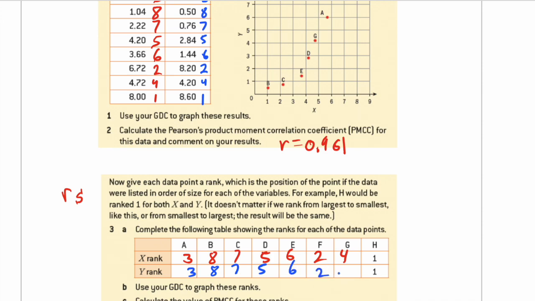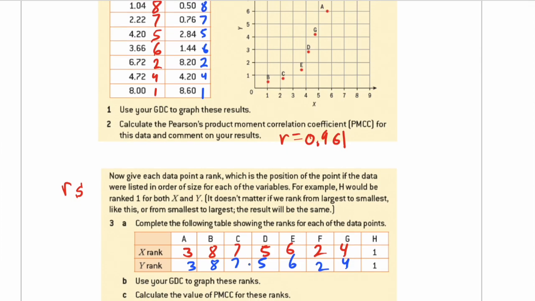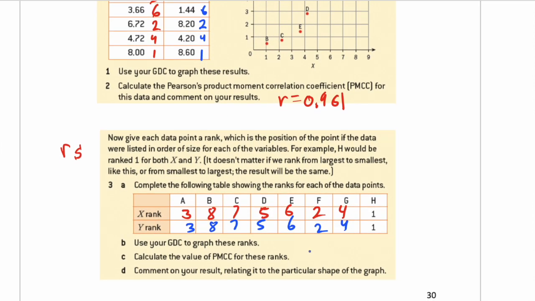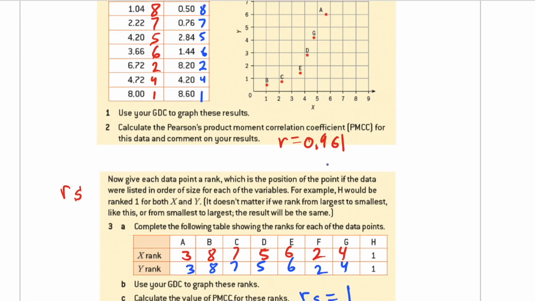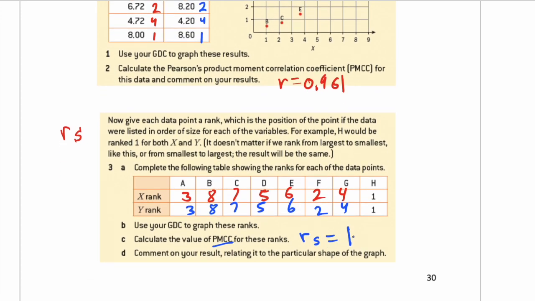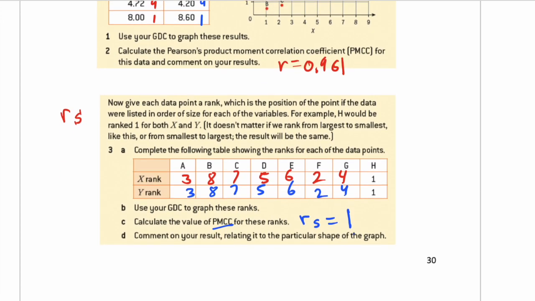So I could type that into the calculator, but I know anyway that if I type that into the calculator, the R value for the ranks is actually equal to Spearman's for the original. The Spearman's rank correlation coefficient is exactly 1. Which is what we see. We see that every single time when there's an increase in the x, there's an increase in the y. So Spearman's rank correlation coefficient is exactly 1.